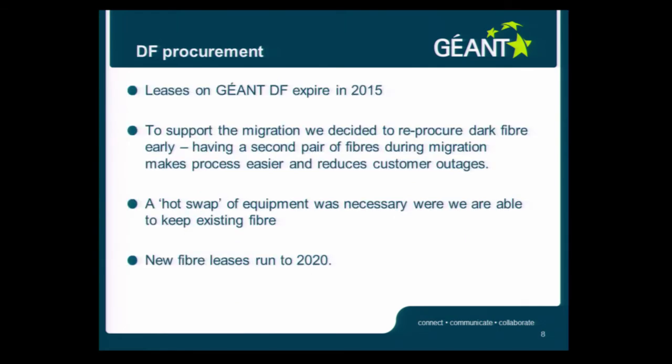So we thought, when we were doing the procurement, that replacing switching and transmission equipment is not enough. We need more work, so we added more work. We procured some dark fiber as well during that time. We went with dark fiber procurement early, around May 2012. The main reason was that our lease on the dark fiber was expiring in 2015.